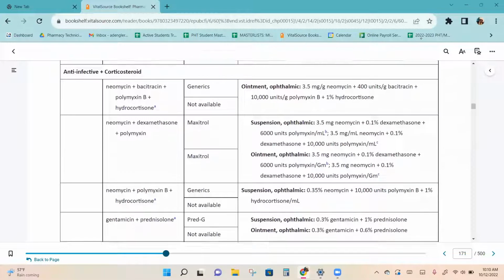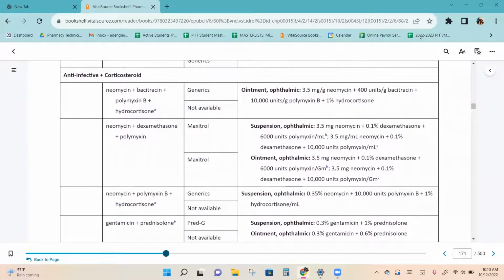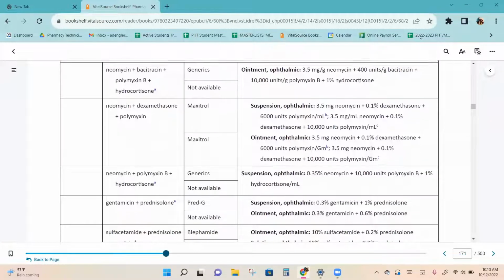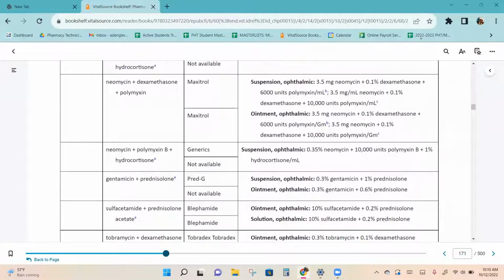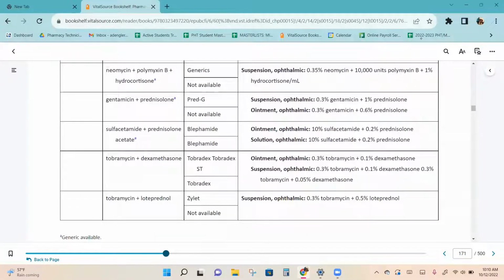Then in this category, we have the anti-infectives plus corticosteroids in them. So this first one has neomycin, bacitracin, and polymyxin B, but it also has hydrocortisone. So it's a little different from the one that we just talked about. And all of these are combination drugs: gentamicin and prednisolone, sulfacetamide and prednisolone, tobramycin and dexamethasone, Tobradex. That is a very common medication prescribed. It is an ointment and a suspension.